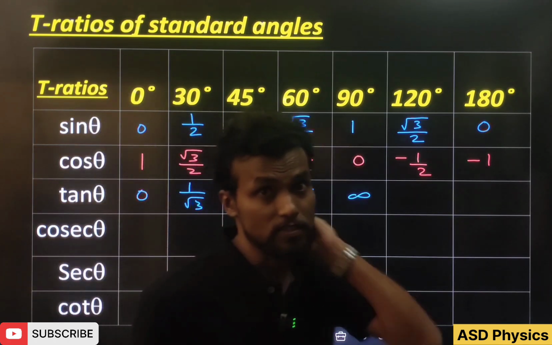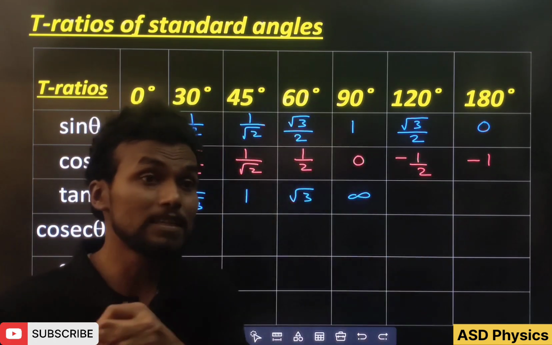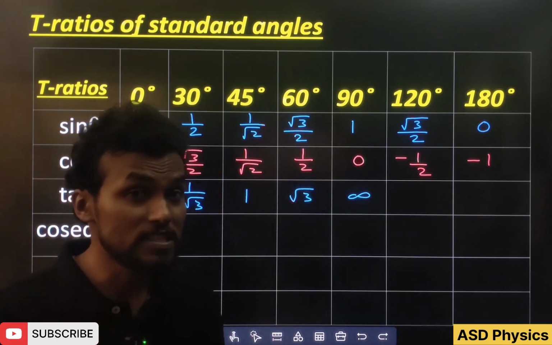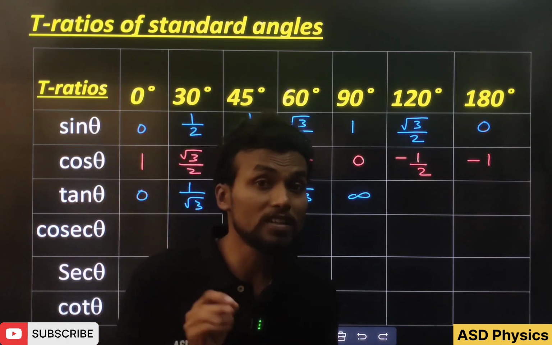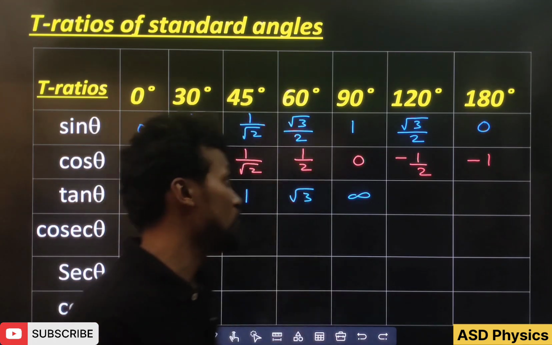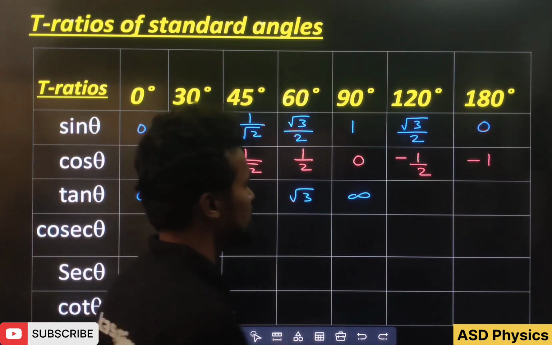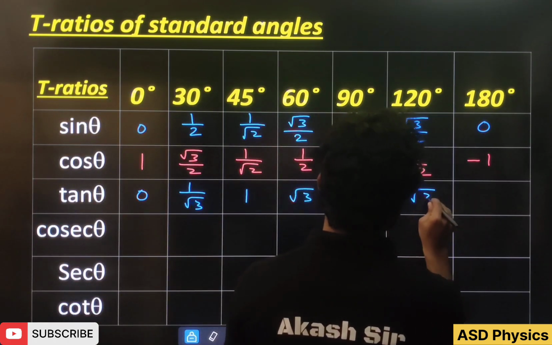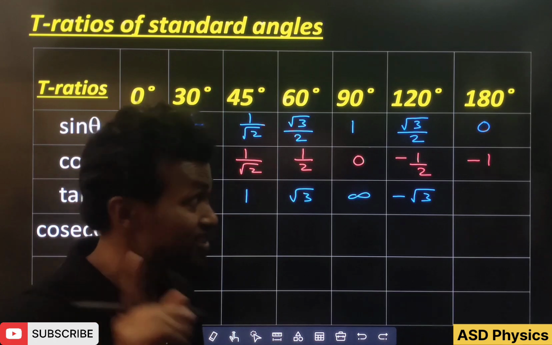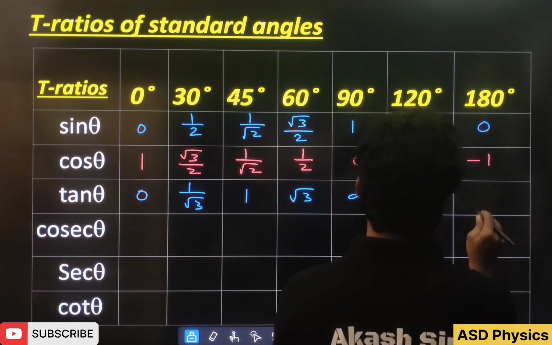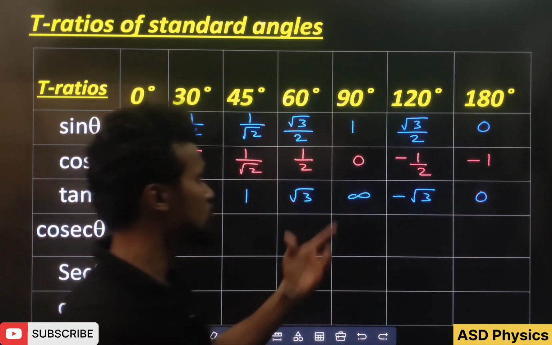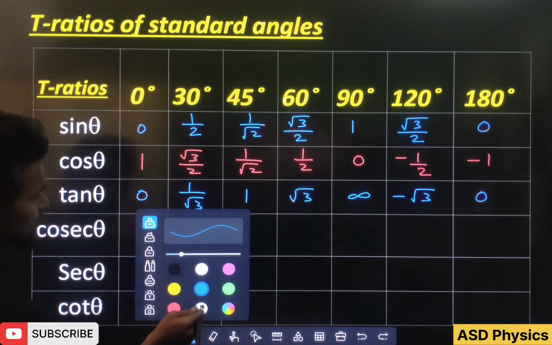Tan 120, students. Tan 120 means tan 90 plus 30, and tan 90 plus 30 will become what? Minus cot 30. Tan 90 plus 30 is minus cot 30, and it will become minus root 3. And tan 180, how much here? 0. So students, these standard values you have to remember.